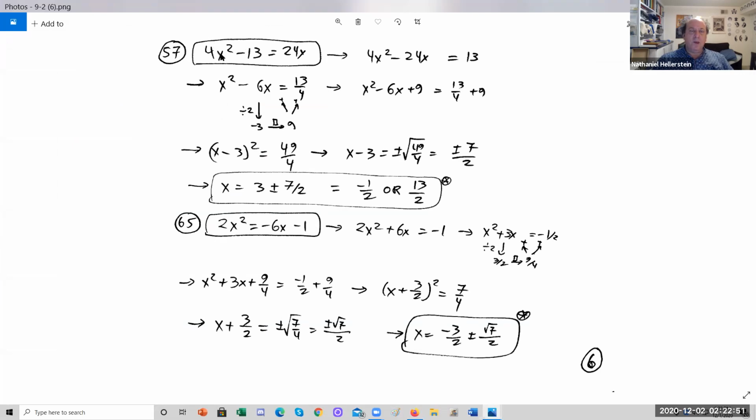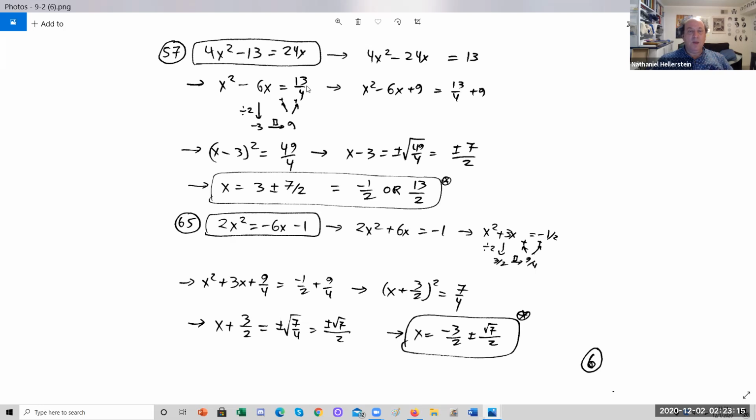More confusions. 4x squared minus 13 equals 24x. Well, the 24x should be on the left and the 13 should be on the right. So we subtract 24x from both sides, add 13 to both sides, and you get 4x squared minus 24x equals 13. Now this 4 is annoying, so we divide throughout by 4. We get x squared minus 6x equals 13/4.